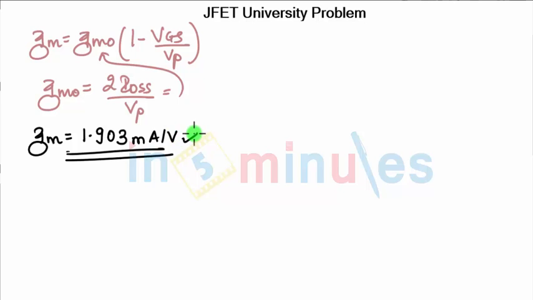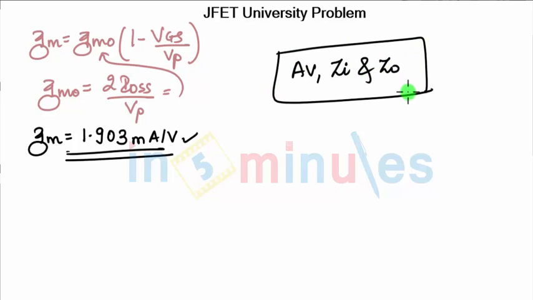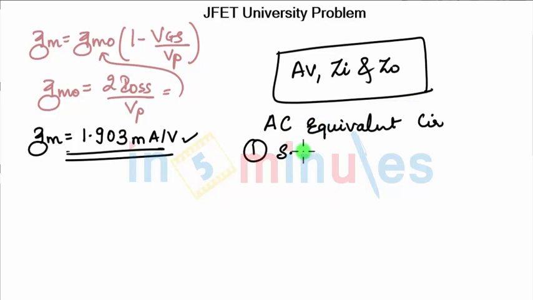Now we need to draw the AC equivalent circuit. The question is to find the voltage gain, input impedance and output impedance. Till now we have not found any of the three terms. So what we do is draw the AC equivalent circuit. For drawing the AC equivalent circuit, we short circuit capacitors and remove DC sources.